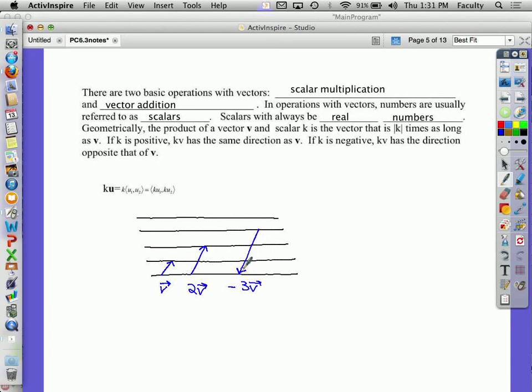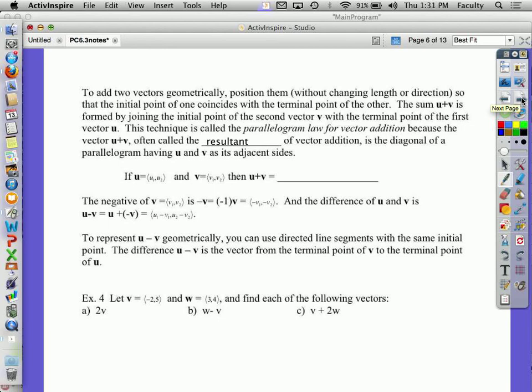All right, now we're going to talk about vector addition and subtraction. I need you to open your textbooks to page 513. Open your books to page 513. And you're going to need your books open for a little while.